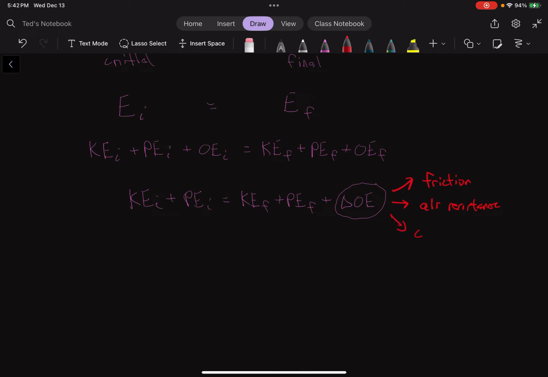Collisions. All of these things produce thermal energy. And if you have a collision or friction or air resistance, then this change in other kinds of energy is probably not going to be zero. There are other things here, chemical reactions. That's like an explosion or running a gasoline engine or using a battery.